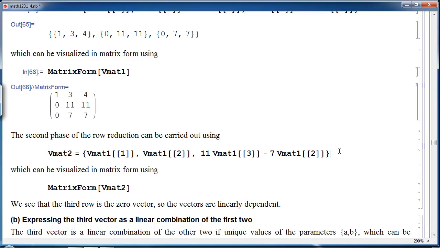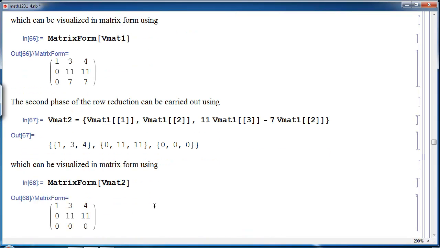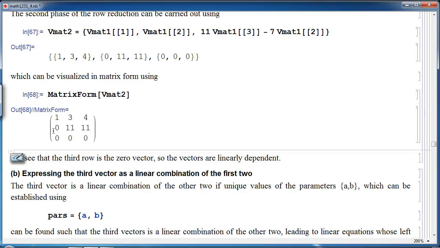And then we carry out the second phase of the row reduction, so we add 7 times the second row to 11 times the third row, like so, and then we can visualize that like so. And we can see that the determinant of this matrix, which is the product of the diagonal elements, is 0. The third row is also the 0 vector, so these vectors are linearly dependent.